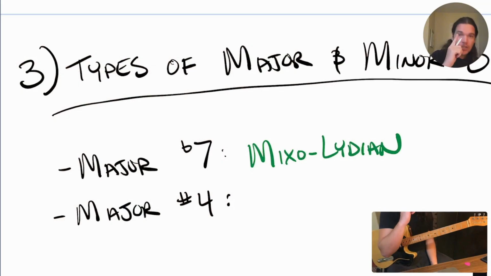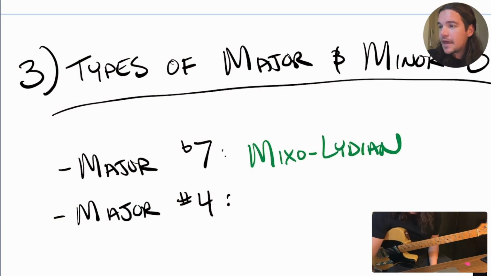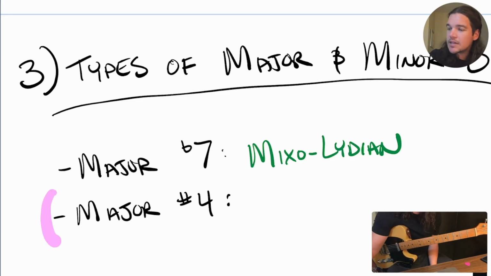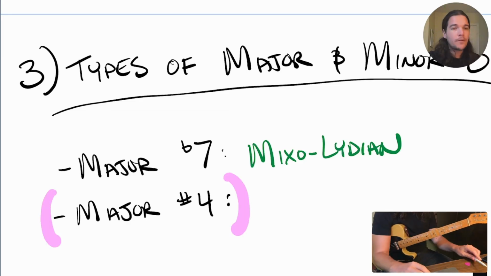And if you're confident with step 1, your ability to create the major scale using your whole steps and half steps, then you'll also be able to make the Mixolydian scale, because all you have to do is change the 7th scale degree of the major scale. Now, there's another one for us to talk about. What is a major scale with a sharp 4?